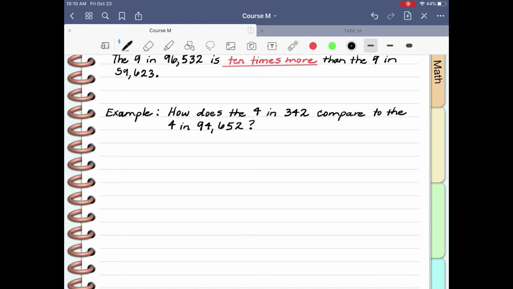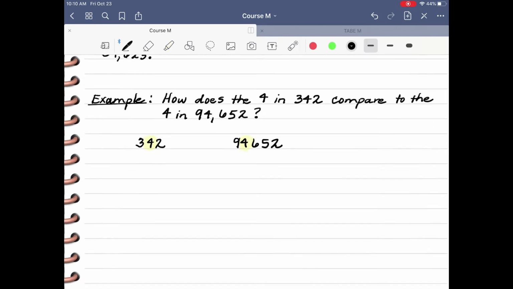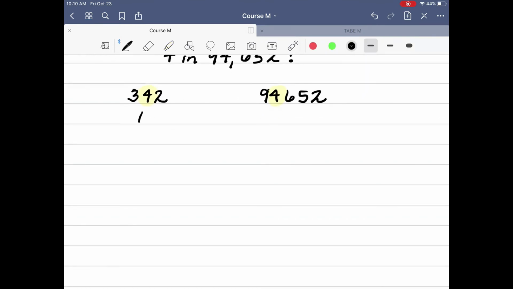So this time we are comparing the 4s in our two numbers. So I have 342. I can tell you already that that first number is smaller than this one. So I'm looking at this 4 compared to this 4. This is a 4 in the tens spot. This is a 4 in the thousands spot. So I have 40 and I have 4,000.